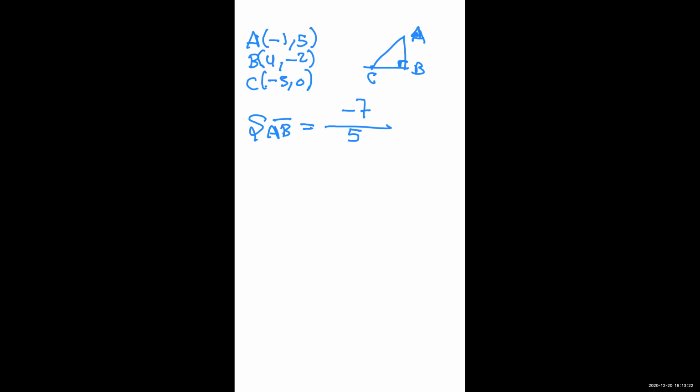Just 1 second, guys. Okay, let's continue. That question: ABC is a triangle whose vertices we wrote. Find the equation of the straight line passing through A and perpendicular to BC.